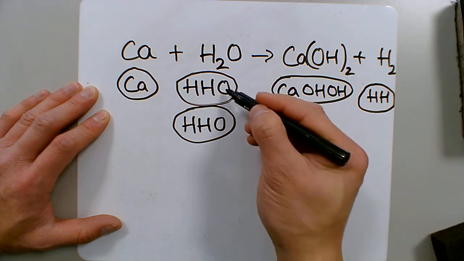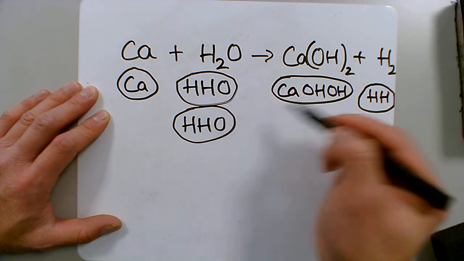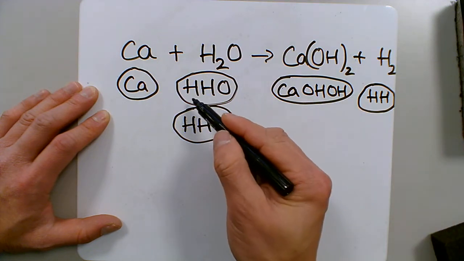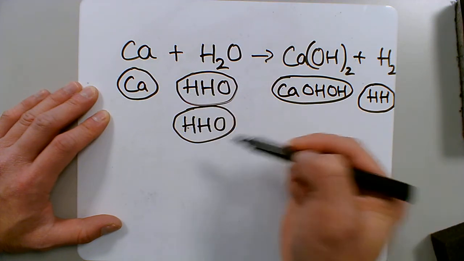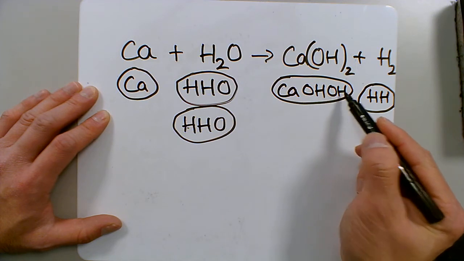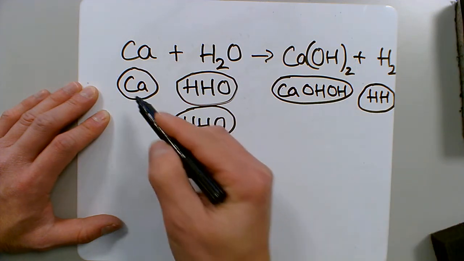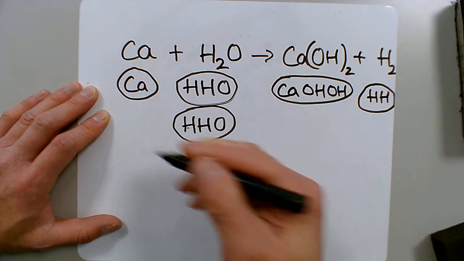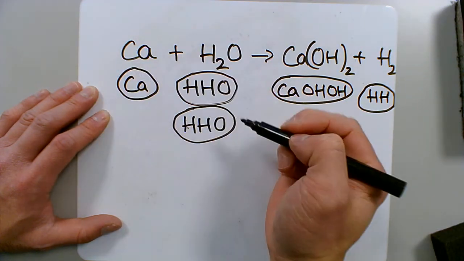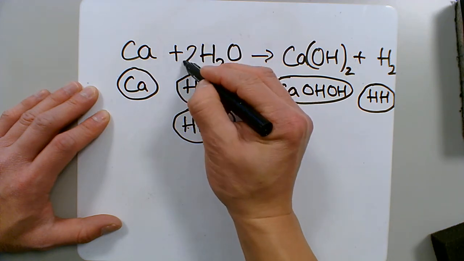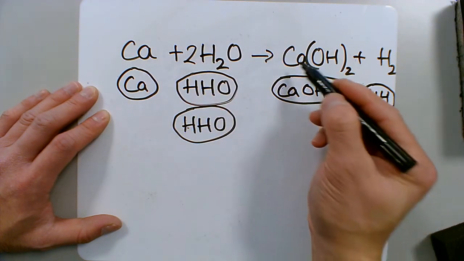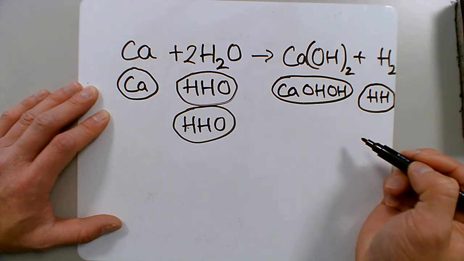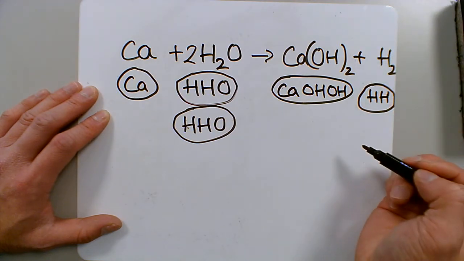So now we have 2 oxygens, 2 oxygens. So they're balanced. How many hydrogens have we got on the left? 1, 2, 3, 4. How many hydrogens on the right? 1, 2, 3, 4. So they're balanced. And we've got 1 calcium on the left and 1 calcium on the right. So if we were to balance these, we'll have 1 calcium, 2 water molecules, 1 calcium hydroxide, and 1 hydrogen gas molecule.